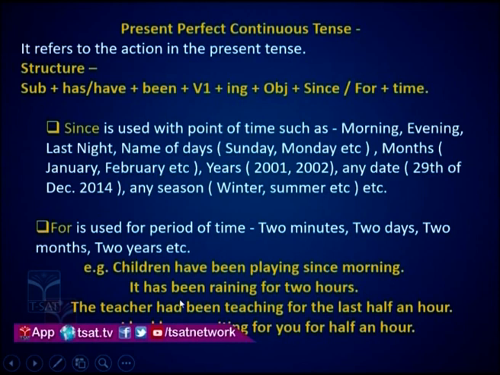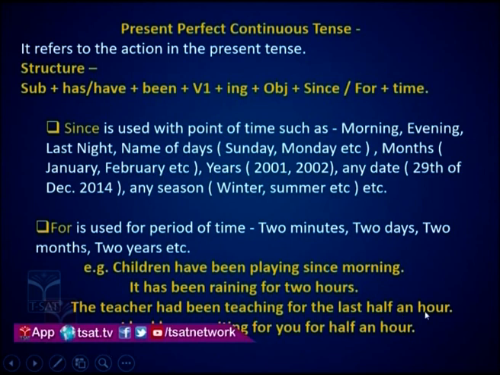Second example, it has been raining for 2 hours. It is a subject, has is a present verb, been is the be form of verb, raining is the ing form of verb, for 2 hours. Here a period is mentioned. You are telling a specific period, for 2 hours. That's why for. The teacher had been teaching for the last half an hour. The teacher is a subject here. Had tells us about past, been teaching for the last half an hour. So past perfect continuous here.